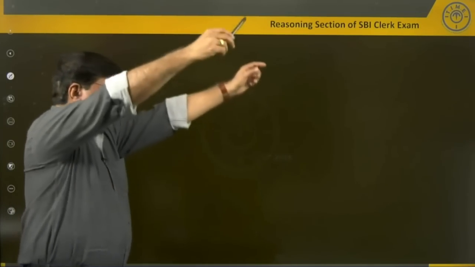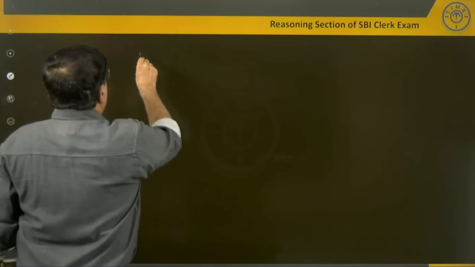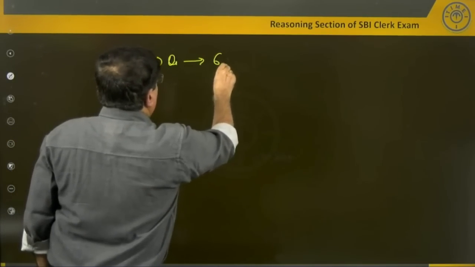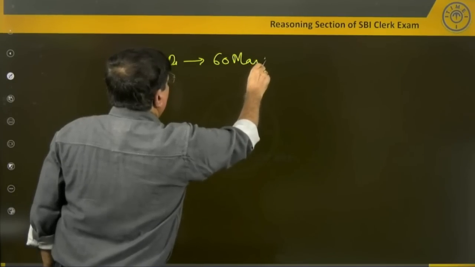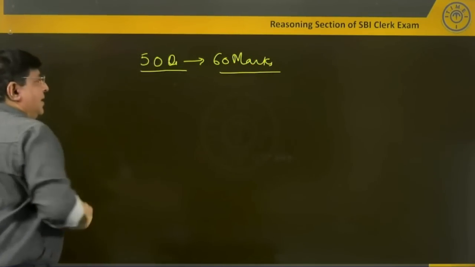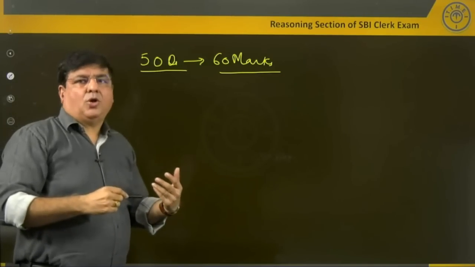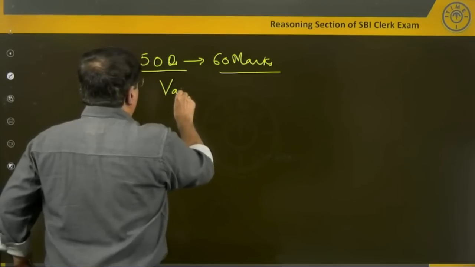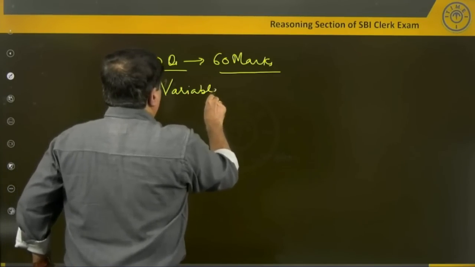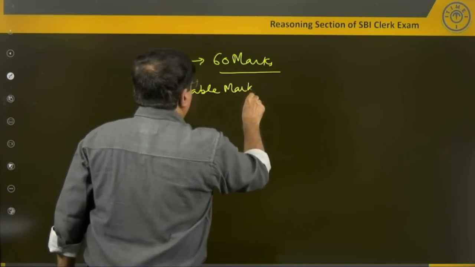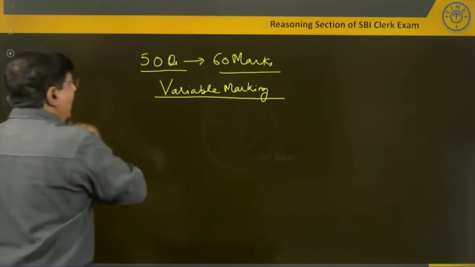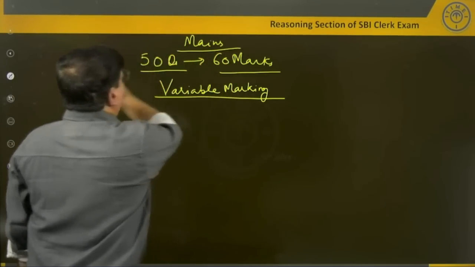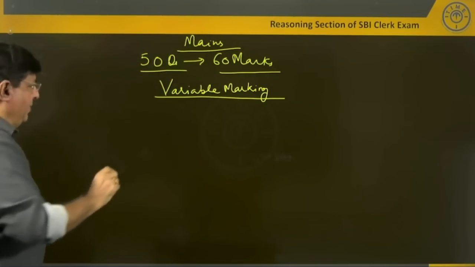Now, in mains, the number of questions are 50, but the marks are 60. Okay. That means there are some questions of 2 marks and some questions of 1 mark. There is a variable marking scheme in mains. Now we are talking about mains. So here we put the mains heading. Okay. Variable marking scheme in mains.